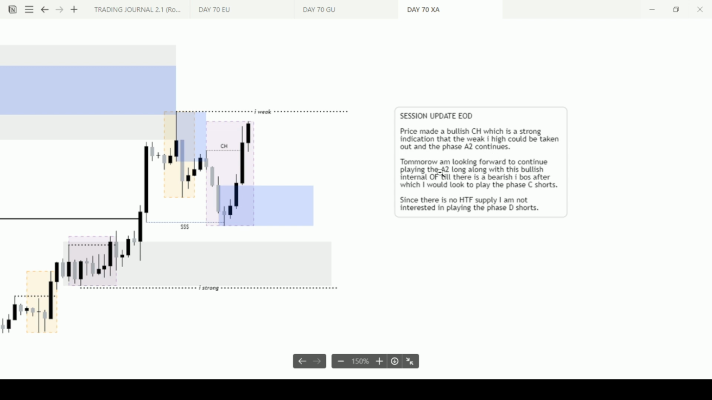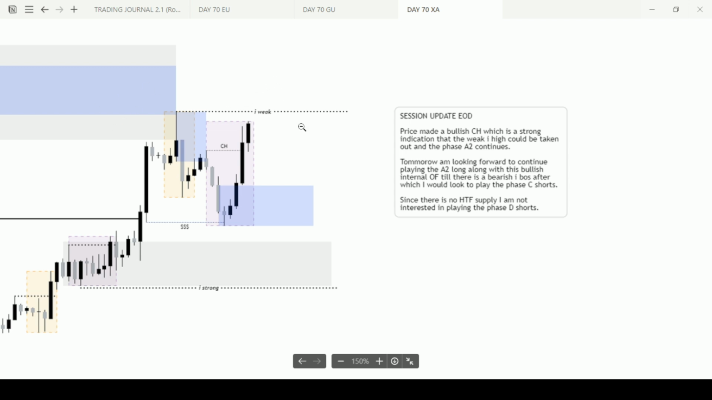Tomorrow I'm looking forward to continue playing the A2 long along with this bullish internal order flow till there is bearish eyeballs, after which I will look to play the phase C shorts. So essentially, I would be looking to play the A2 because this is a failed reaction of the 4R. So the price mitigated the 4R, came down. If this pushes up, this line would also be the failed reaction of this POI.